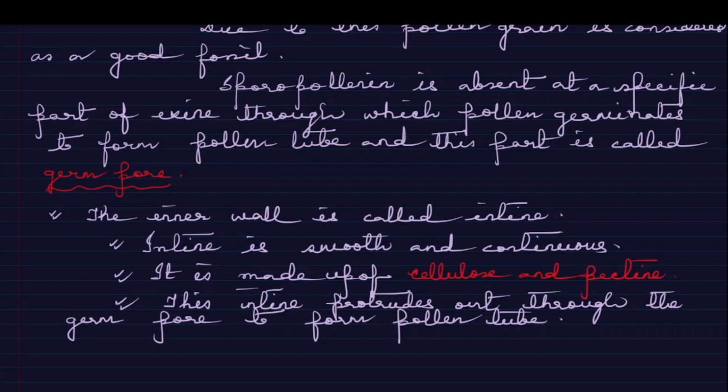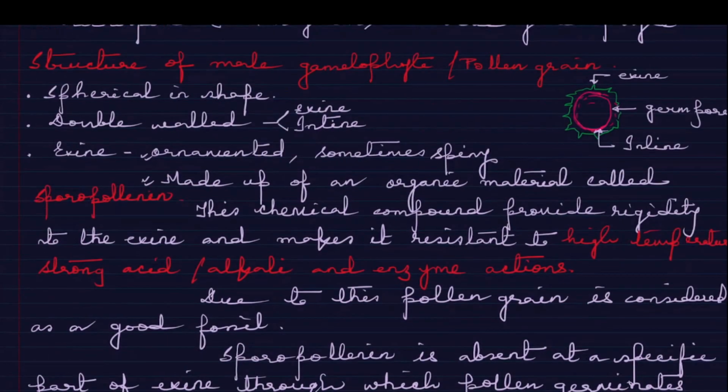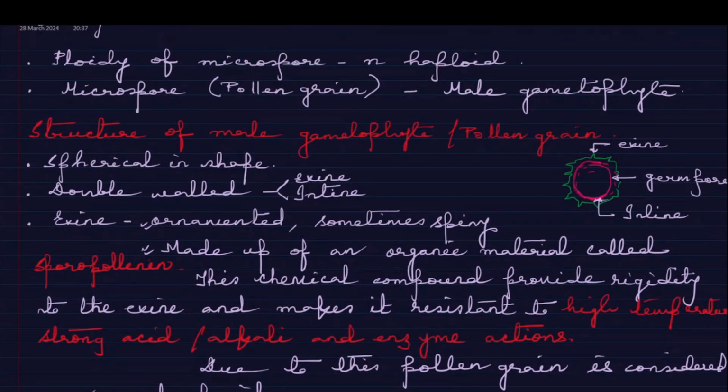Now let us move again to the diagram, and I will clear one fact, what is there inside the pollen grain. Inside the pollen grain, what will you get? The cytoplasm, dense cytoplasm. And there will be one nucleus. And also there will be vacuoles.